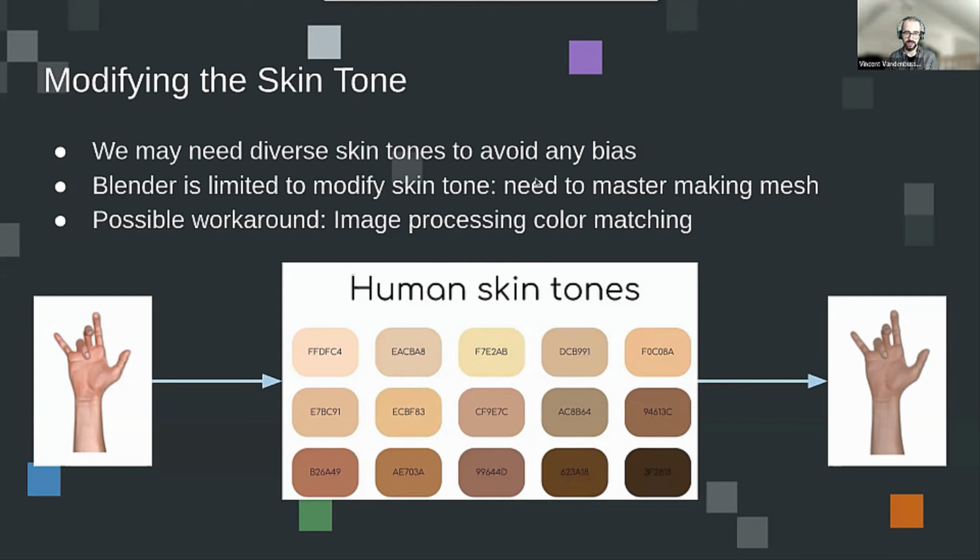So we need diverse skin tones to avoid any bias. So here I did it, let's say, quite easily, but if this is something you want to address in your use case, you have to be really careful here. You can have a lot of ethical bias here, so be really careful about that. Make a good evaluation and make sure you have the right skin tones that make sense for your use case.